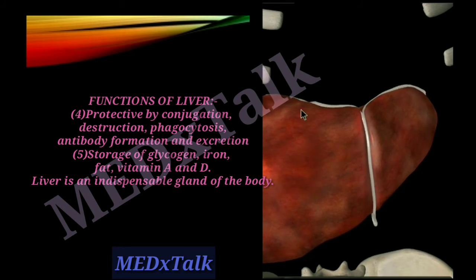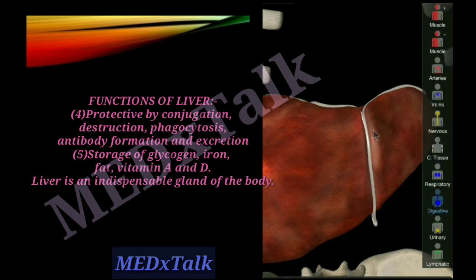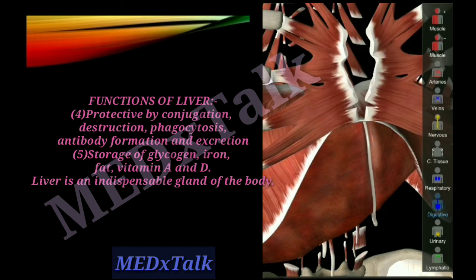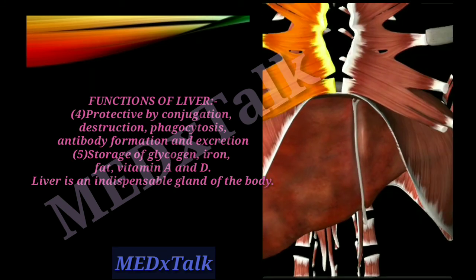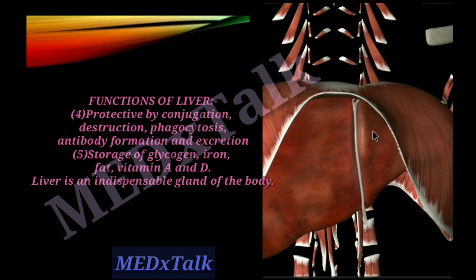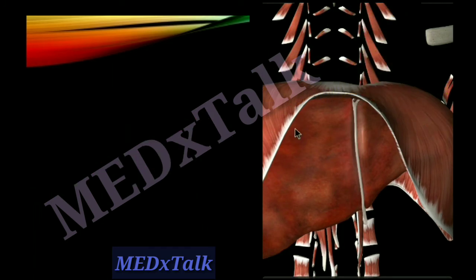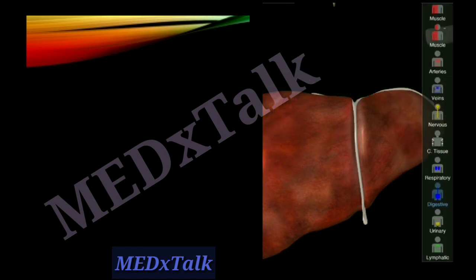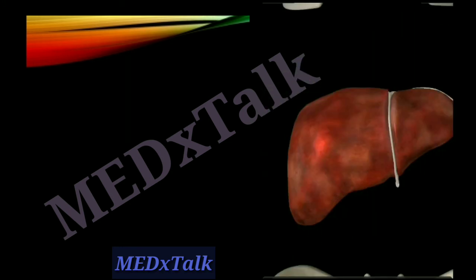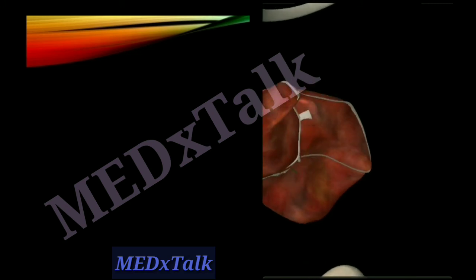The superior surface is related to the diaphragm. Now we can see the diaphragm, and the superior surface is related to the dome of the diaphragm. Now we discuss the inferior surface of the liver.